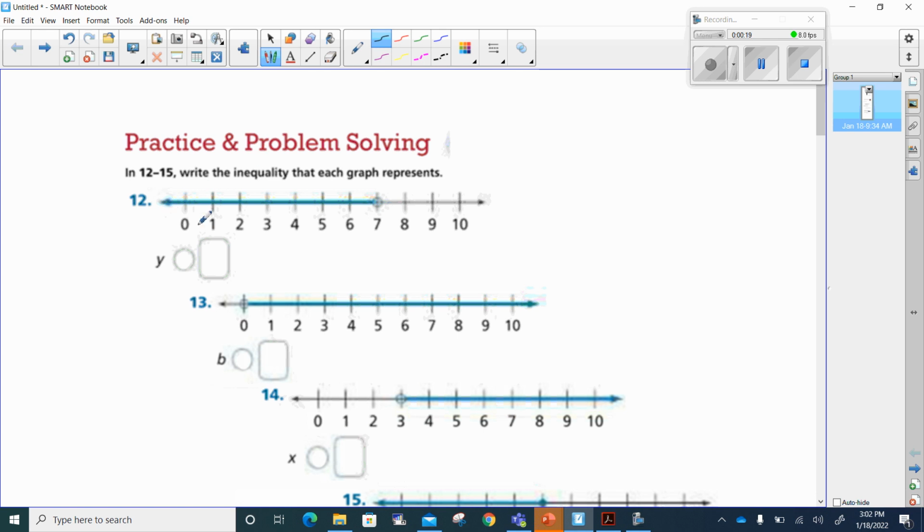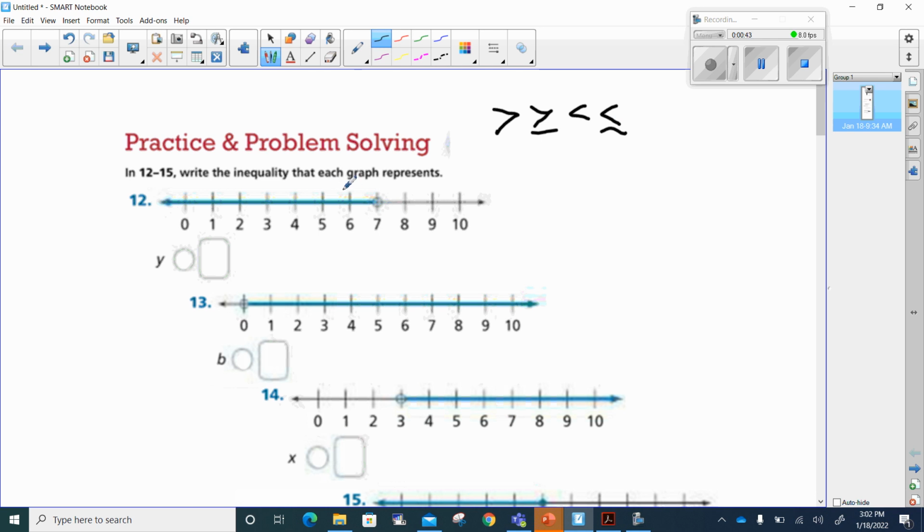All right, for number 12, which is mine, I have an open circle. When I have an open circle, I know that my four inequalities I can use are greater than, greater than or equal to, less than, or less than or equal to.